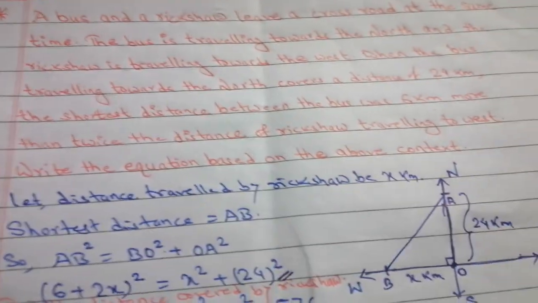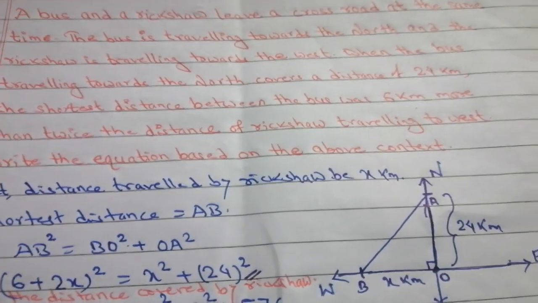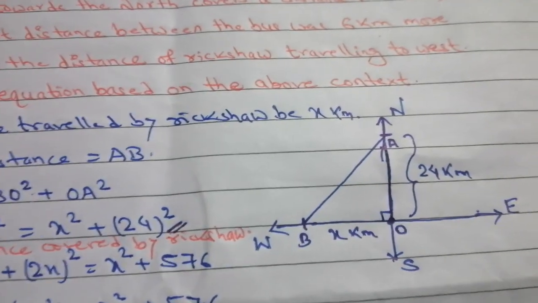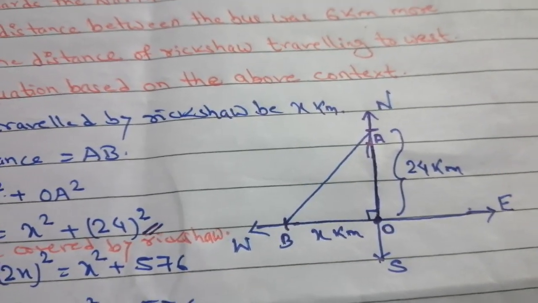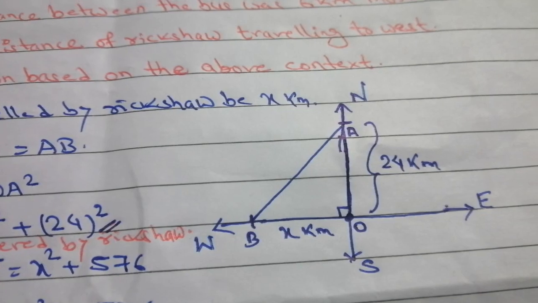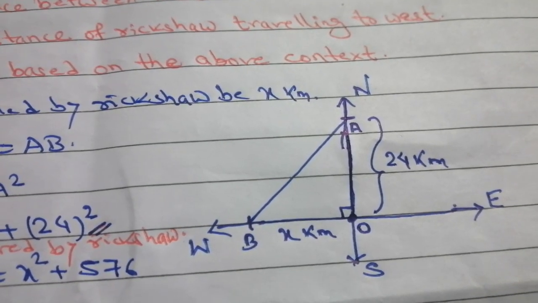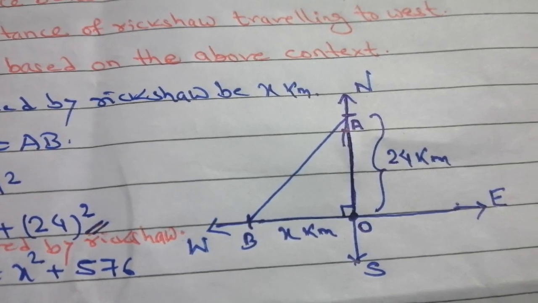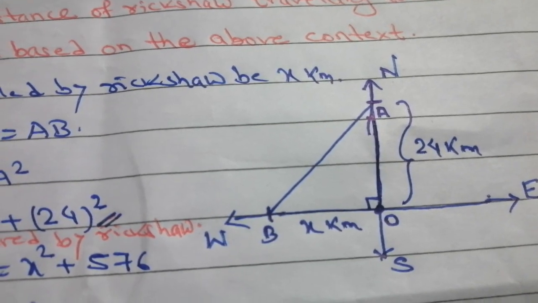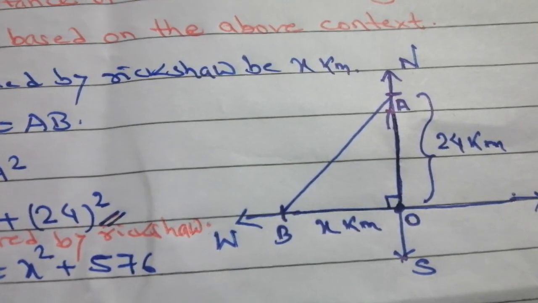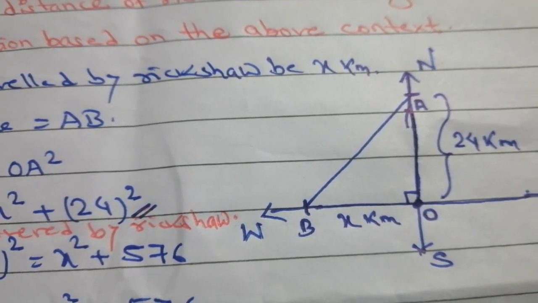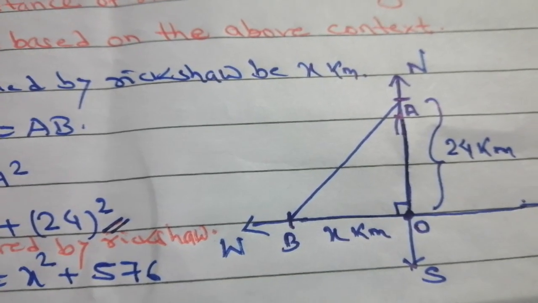So here, according to the question, the bus is traveling towards the north and the rickshaw is traveling towards the west. If we see the figure analysis, as the bus is traveling towards the north, let's suppose the distance traveled by the bus towards the north is OA, that is 24 km, and towards the west the rickshaw is traveling. The distance traveled is OB, and let us suppose it as x kilometer. The distance traveled by the rickshaw is x kilometer.